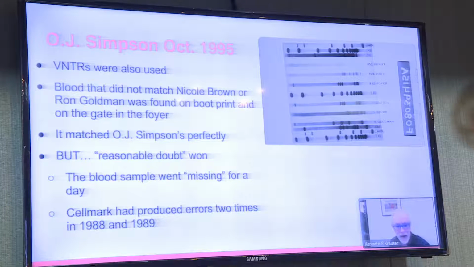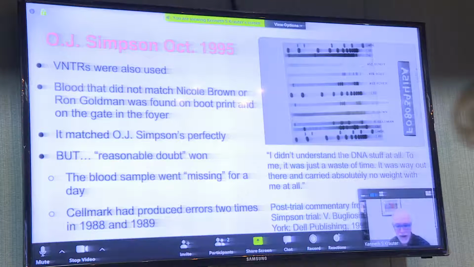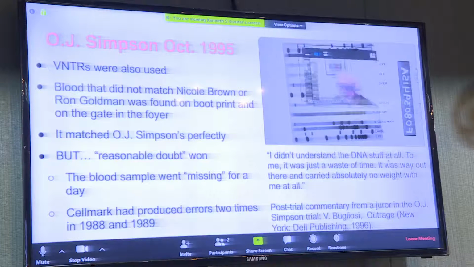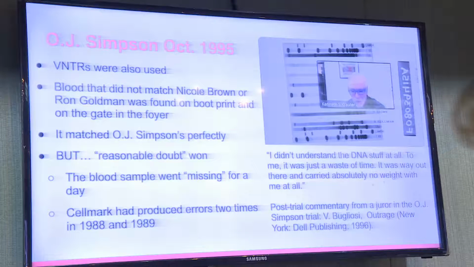And so when the evidence was presented in court, scientists came up, scientists like me, tried to explain what these results were. And as you can see, I'm not very good at explaining anything. And these guys weren't either. This was a comment from one of the jurors after they acquitted O.J. Simpson. I didn't understand the DNA stuff at all. To me, it was just a waste of time. It was way out there and carried absolutely no weight with me at all. This was one of the jurors.